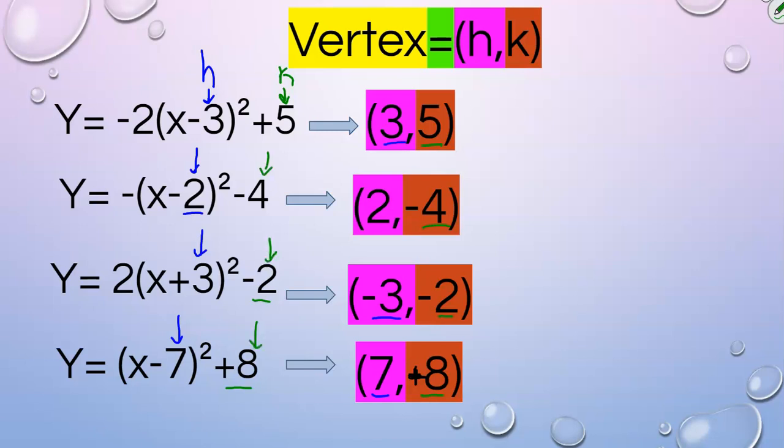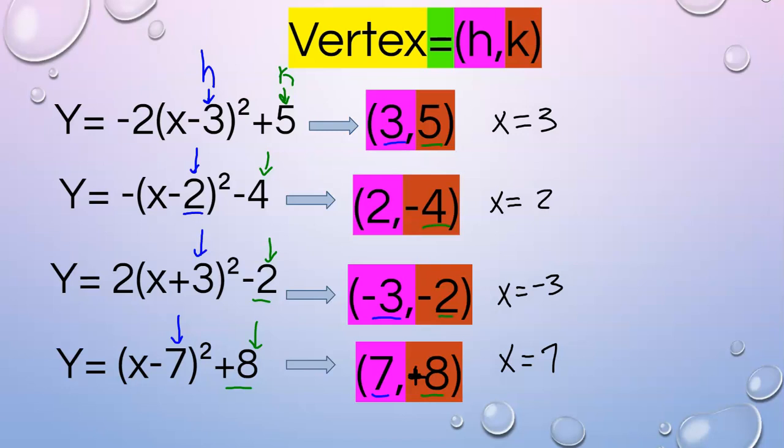Okay? So I know now that just looking at the equation written in vertex form, I can determine what my vertex is. And I also can determine what my axis of symmetry is if I take it a step further, right? So over here, I'll know automatically, without even graphing it, that my axis of symmetry is x is equal to 3. My axis of symmetry is x is equal to 2. My axis of symmetry is x is equal to -3. And my axis of symmetry is x is equal to 7. Okay?